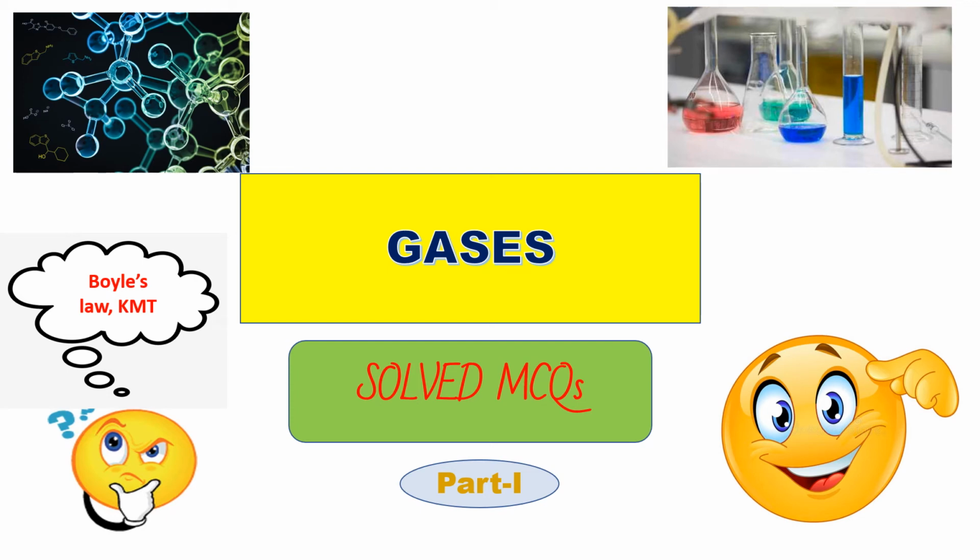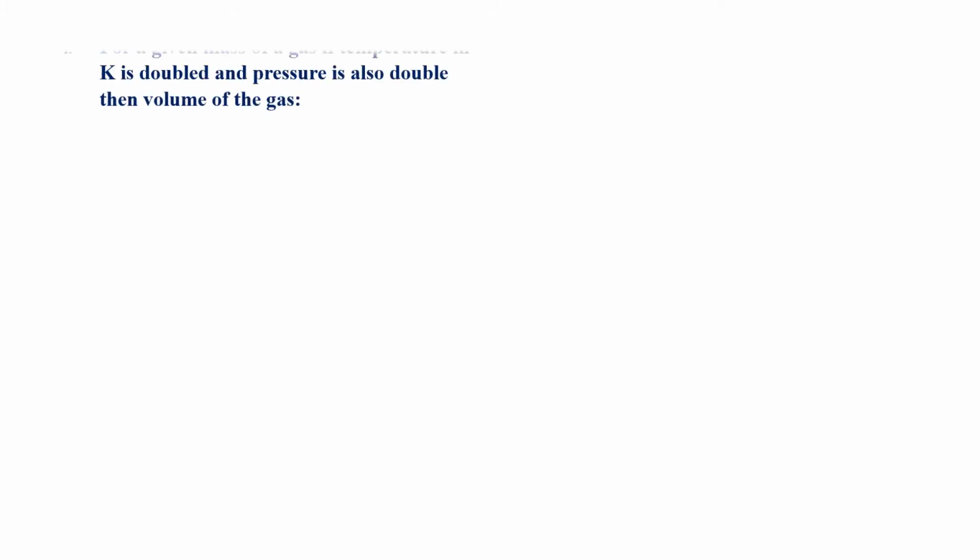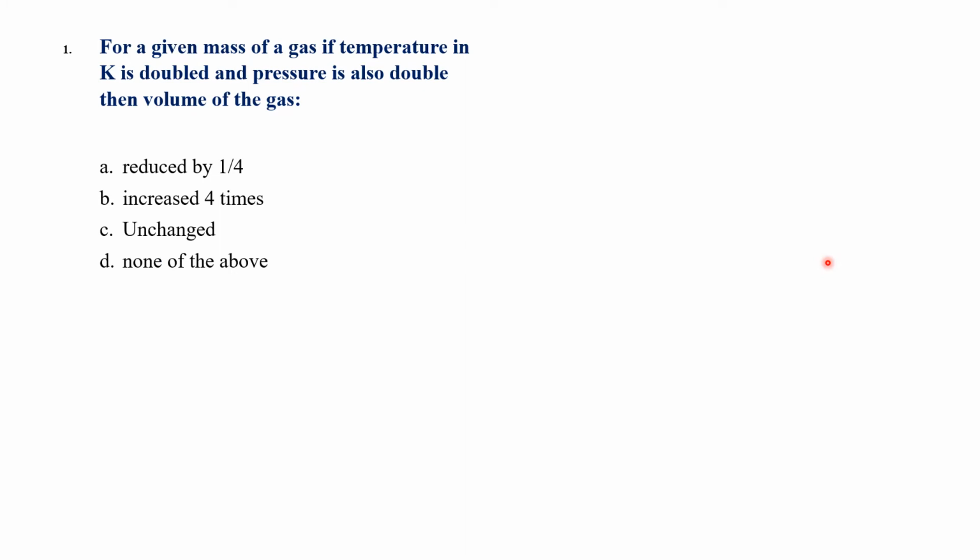Solved MCQs about the state of matter, that is gases. For a given mass of a gas, if temperature in Kelvin is doubled and the pressure is also doubled, then the volume of the gas will be, there are many options given, so we will solve it.